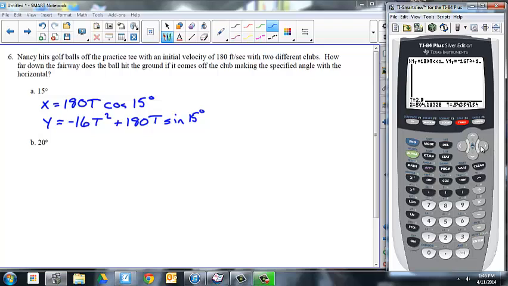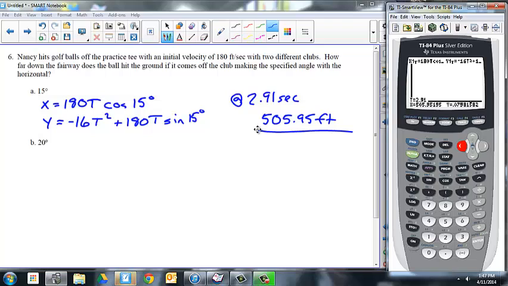Okay, and if I trace, again, remember I'm looking to see when I'm really close to 0, and I get there pretty quickly. So I have to decide between 2.92 seconds and 2.91. Well, at 2.91, I'm closer to the ground, so I'm going to go with that. At 2.91 seconds, the ball has traveled about 505.95 feet.